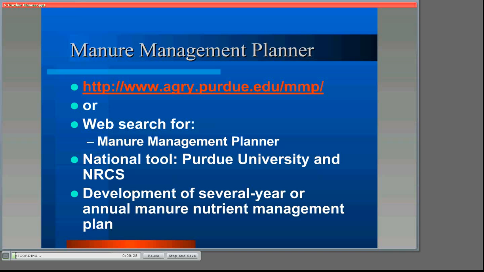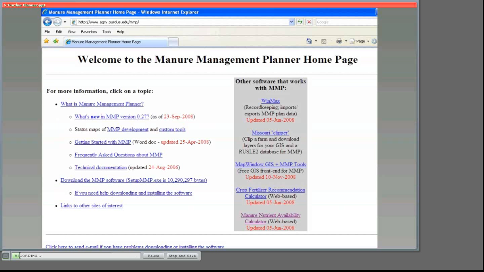This is a national tool, again, developed by Purdue University with support by NRCS. And it can be used for developing a management plan of several years duration that might be useful for strategic planning, but also for developing the annual manure nutrient management plan. The website you'll get to looks something like this.